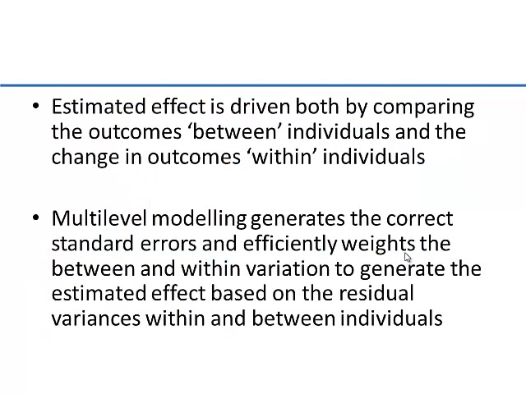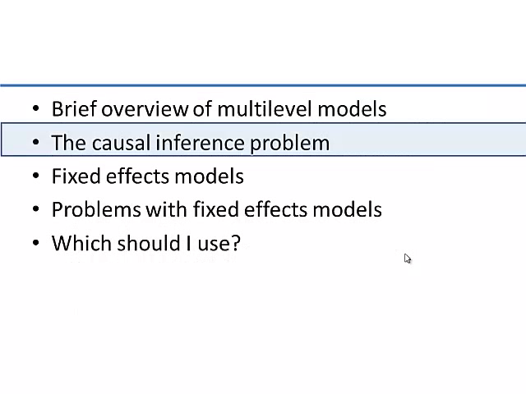Okay, so it's important to recognise that variation between the higher level units and within the higher level units is the variation that's generating our estimated effect. And because we have those two sources of variation, one of the strengths of multi-level modelling is that it doesn't only generate the correct standard errors for those estimates, it efficiently weights the contribution of both between and within variation to generating our overall estimated effect. Okay. So it gives us the best estimate given the structure of the data that we have. Okay, so far so good with multi-level modelling.